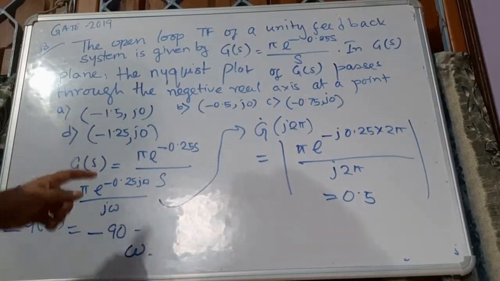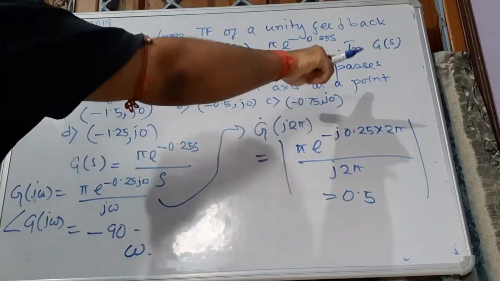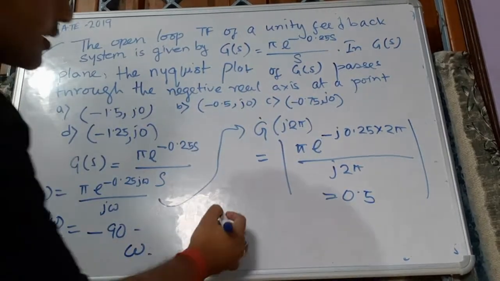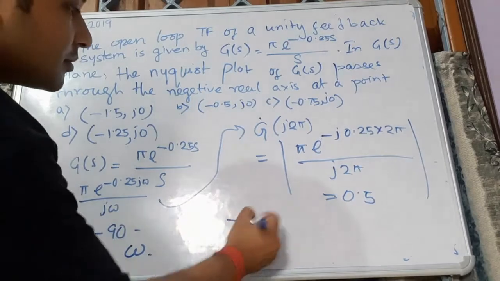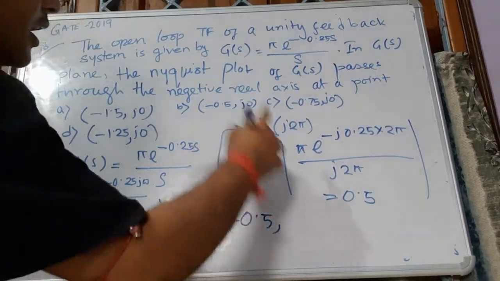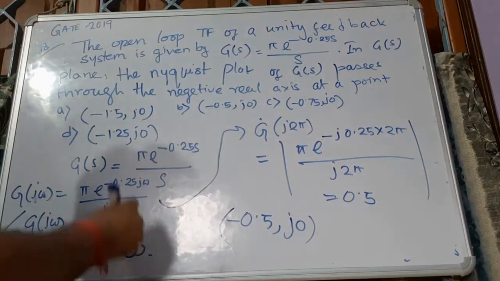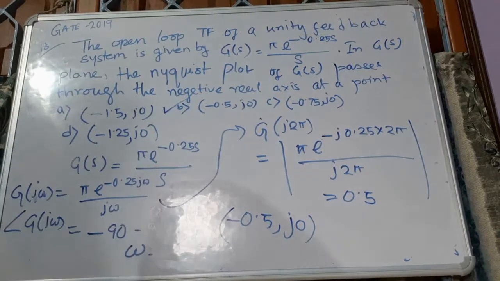So the transfer function G(s) passes through the negative real axis at the point minus 0.5, j0, right? This will be the answer. The correct option is option B.